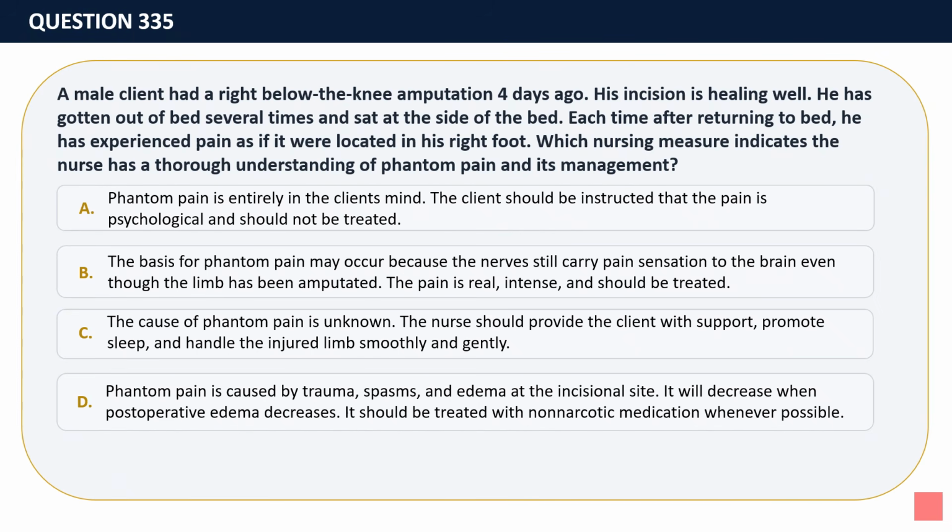C. The cause of phantom pain is unknown. The nurse should provide the client with support, promote sleep, and handle the injured limb smoothly and gently. D. Phantom pain is caused by trauma, spasms, and edema at the incisional site. It will decrease when postoperative edema decreases. It should be treated with non-narcotic medication whenever possible.